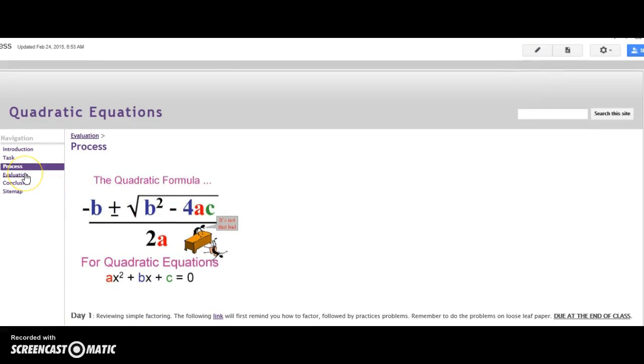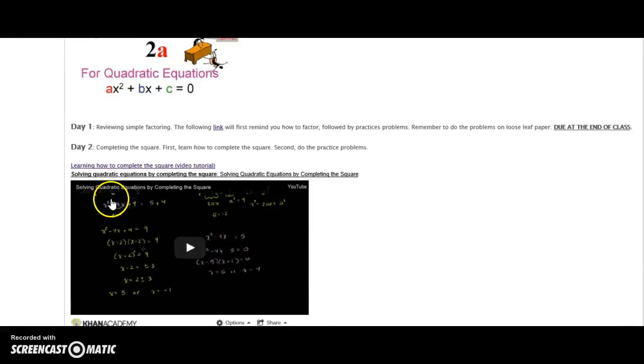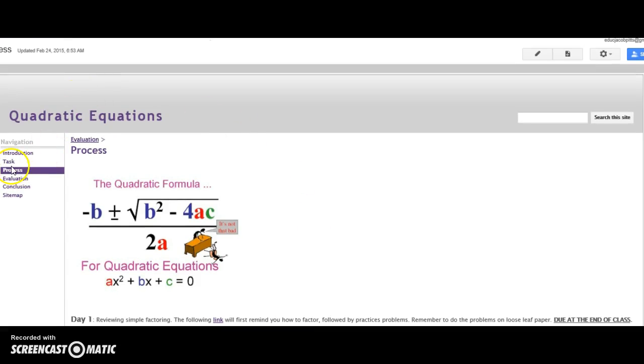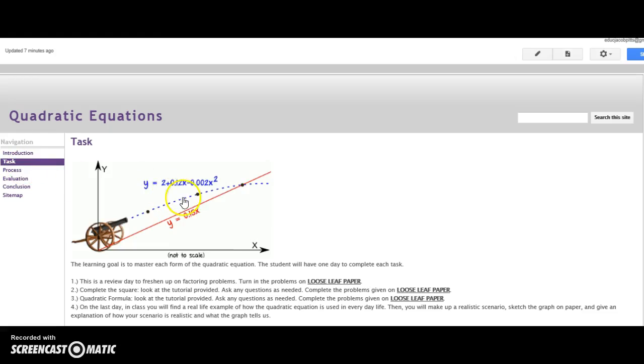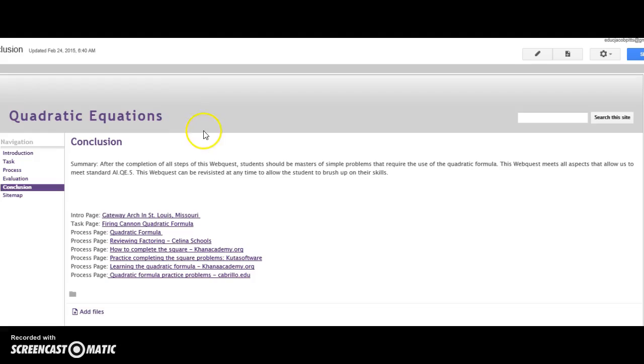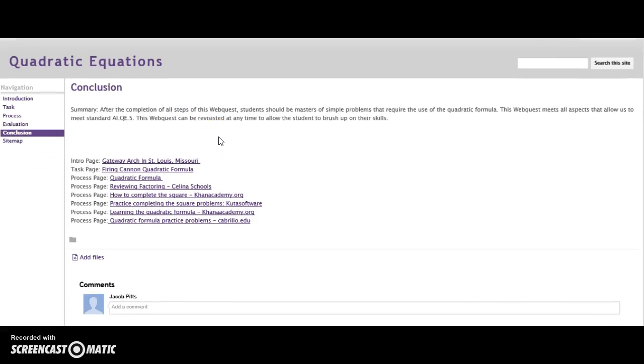Then there will be an evaluation page depending on what the teacher wants to grade the students on. In this particular case, there was a rubric for how to grade students on the work problems that they did. Each day they turned in loose leaf problems. There's a grade for that, and then there's an individual grade for the real-life example and how well the student shows their understanding. And then at the end of the web quest is a conclusion.